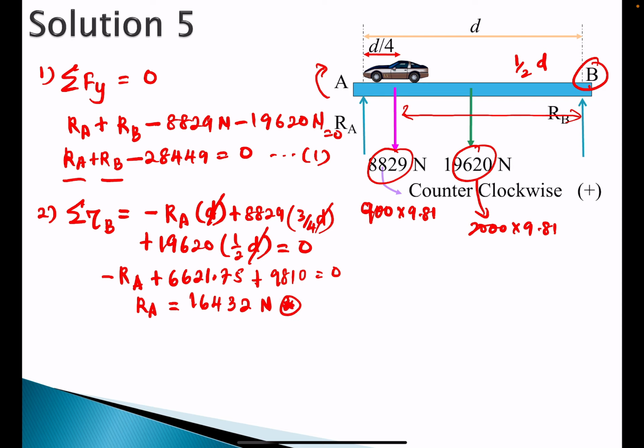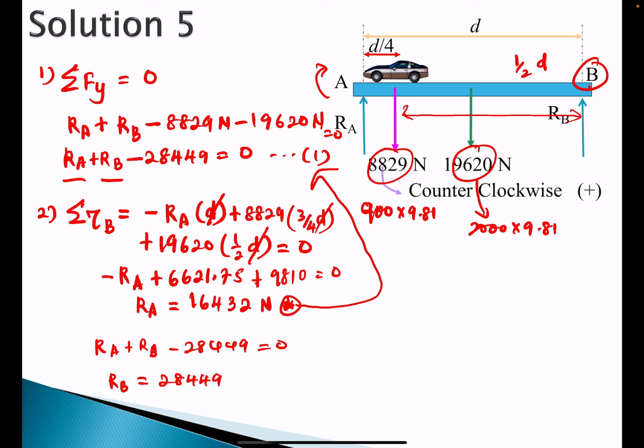Then you substitute this value into the first equation. So Ra plus Rb minus 28449 equals 0. That makes Rb equal to 28449 minus 16432. You will get 12017 Newton. So you get the answer for Rb. The Ra is 16432 Newton and the Rb is 12017 Newton.